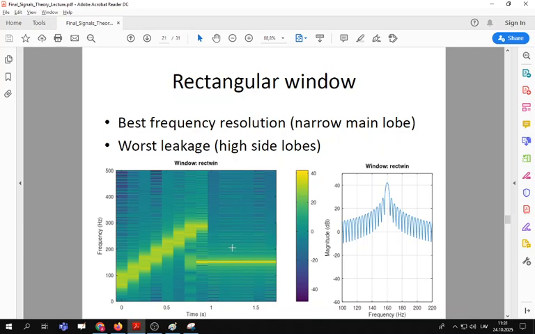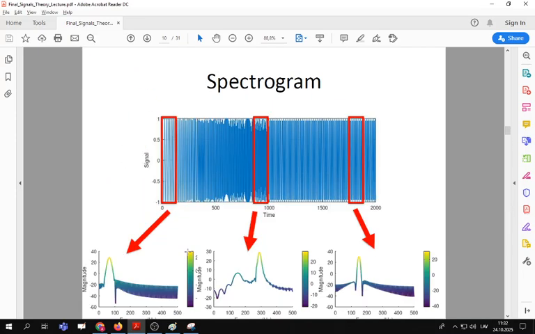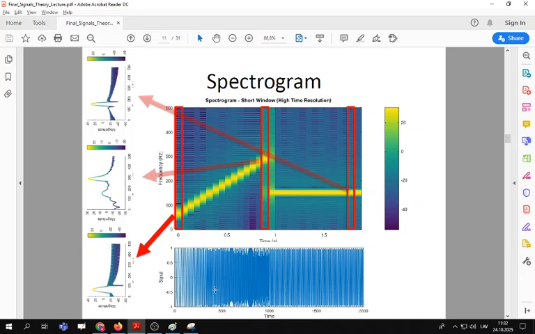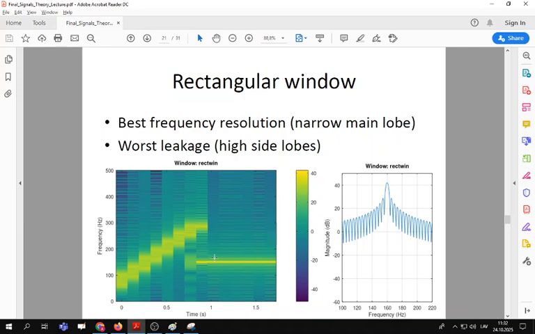Now, maybe let's take a look at how different kinds of windows are going to affect the spectrogram of this signal. The signal is here, the same signal I was using before. Now I'm going to use different kinds of window functions, starting with the rectangular window.